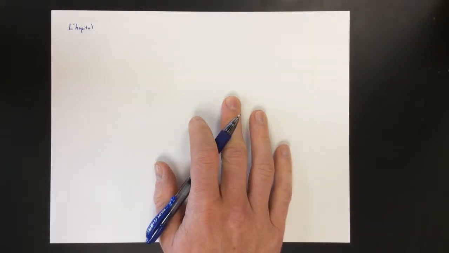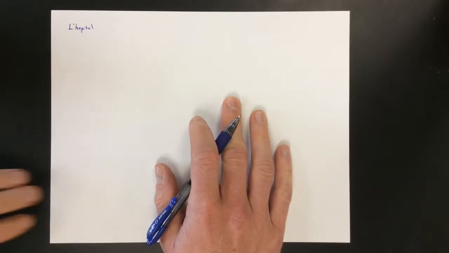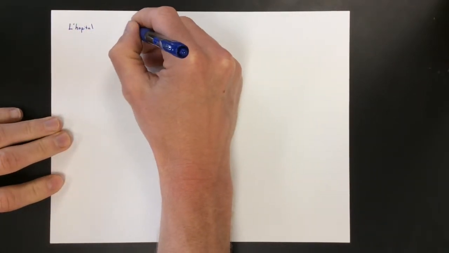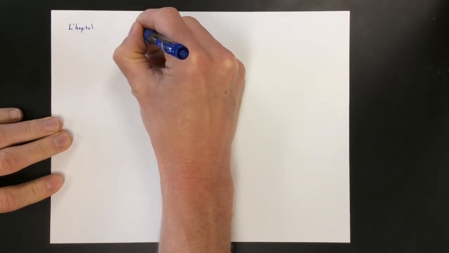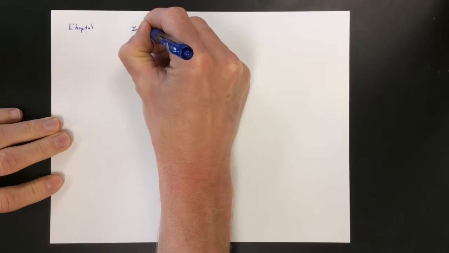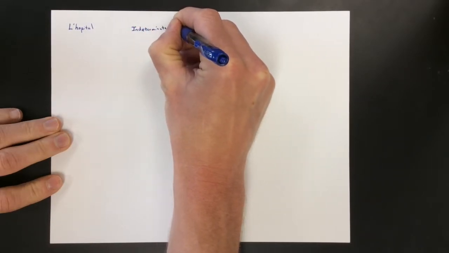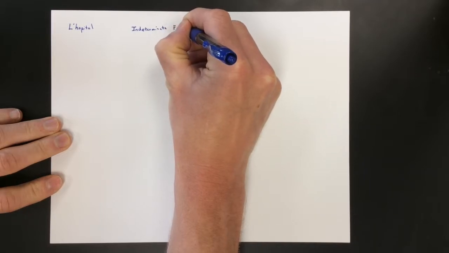All right, let's look at L'Hopital's rule. L'Hopital's rule allows us to look at limits that are indeterminate forms. Okay, so indeterminate. I always used to spell this wrong. Indeterminate forms. And what that means is forms that we don't know what they are.